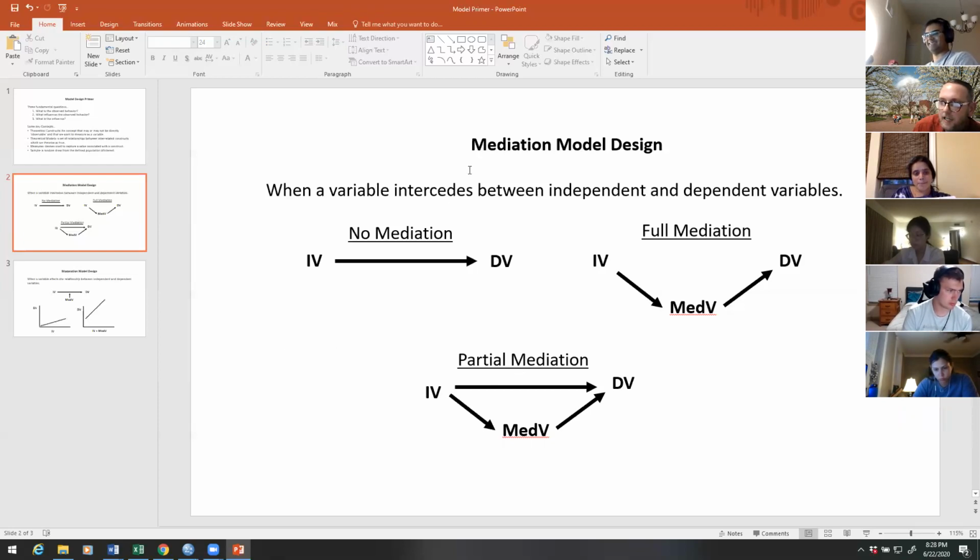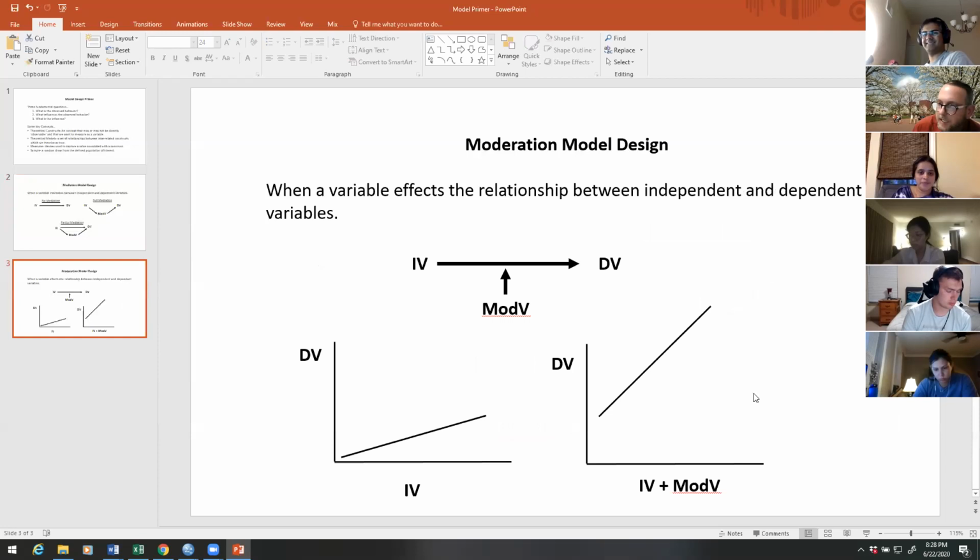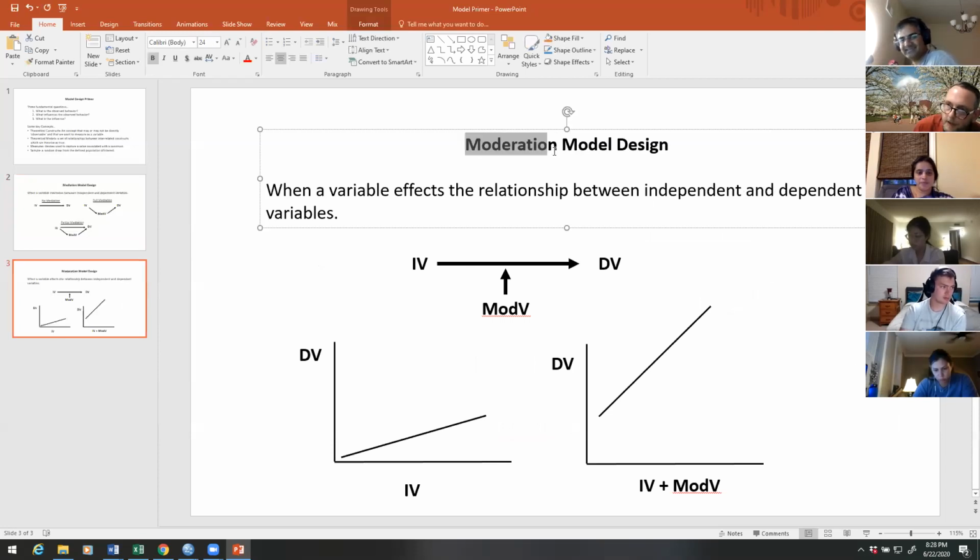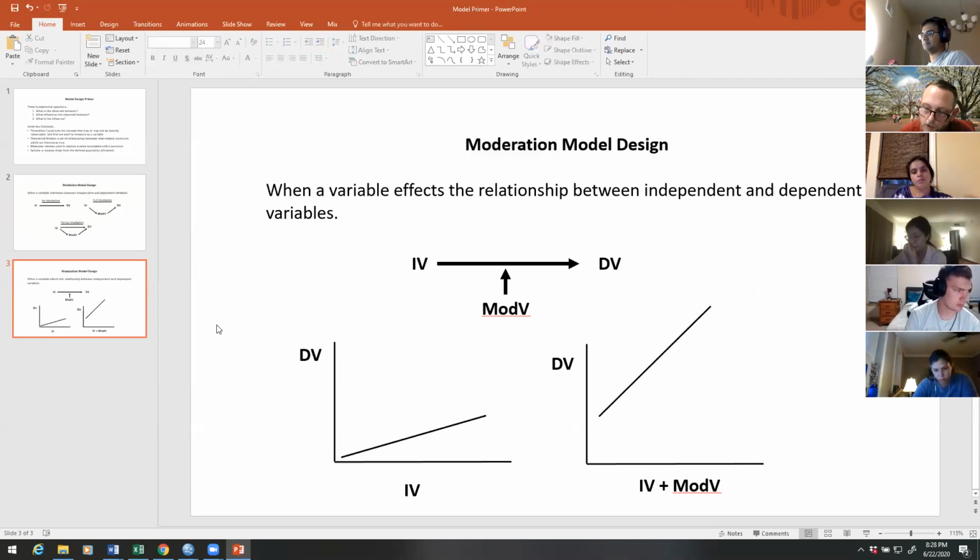All right, the second thing that you'll see this week is something called moderation. And this is actually very, very common, and we do it through ANOVAs, and we also do it in regressions as well. Moderation and mediation are two different things, but we often talk about them together. In moderation, we have our original relationship between the independent variable and dependent variable. But then we introduce another variable that influences this relationship.